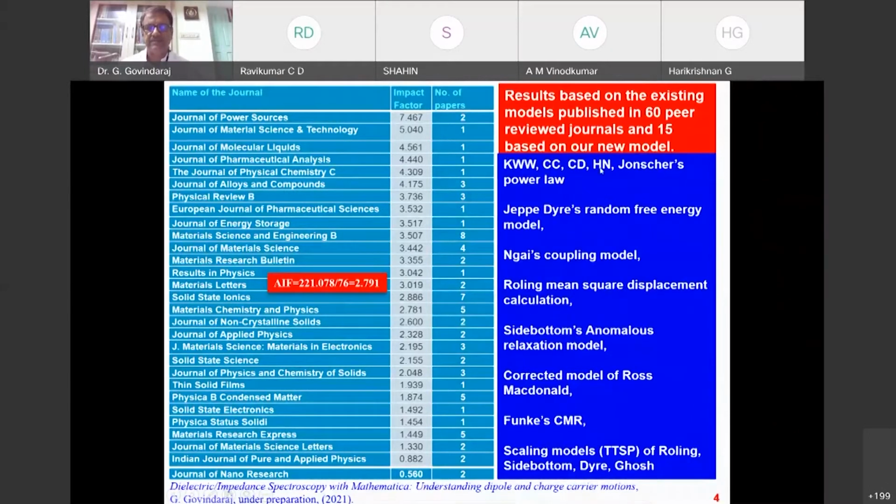Some of them are from the past, old people. Some are alive and very active now. These are some of the people with whom I have contacts and interaction. There is something being contributed also, and all being compiled now in the form of a textbook, Dielectric and Impedance Spectroscopy with Mathematica, Understanding Dipole and Charge Carrier Motion. This is under preparation, and I hope to complete it in another year or so.